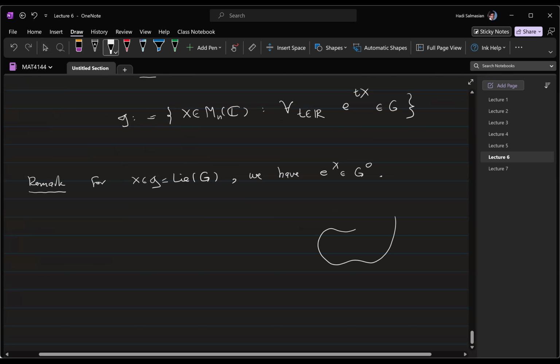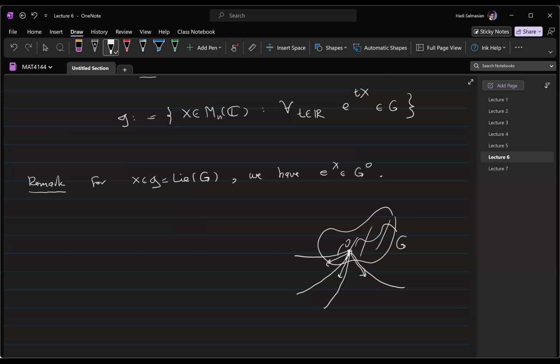you can imagine that this is G, and for different vectors at 0, there are different one parameter subgroups, and some of them might be contained partially or maybe not at all in G, and some of them are fully in G. So the set of vectors X which generate the one parameter subgroup in G is called the Lie algebra, and we are going to show that in fact it is a Lie algebra. Okay, so this is the goal today, to study this Lie algebra.